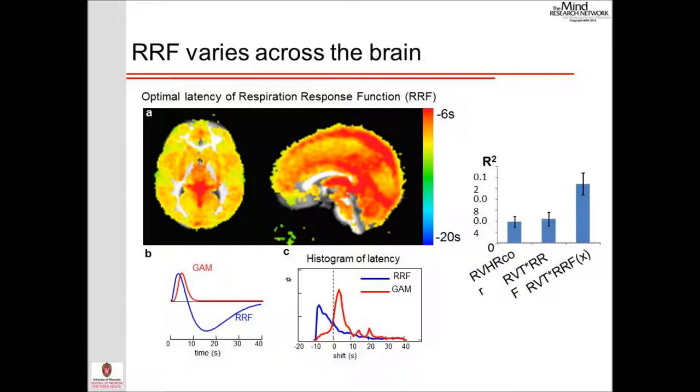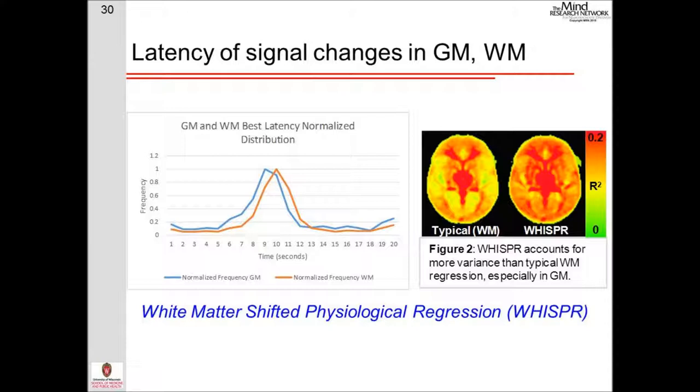It's the same idea here, but instead of using the external measurement of the breathing, we're just taking the average white matter signal. Very similar to work from Jeff Anderson, where he shifted the average signal to get a better fit with the gray matter, because the vasculature of the gray matter has a slightly different delay than the white matter. When we do this on a voxelwise basis and find the best shift, you can see here's a histogram of the different latencies, and there's a bit of a difference between gray matter and white matter. This is showing that in a spatial manner. It actually varies quite a bit across space. So if we allow that shift, we can account for significantly more variance. And I call this the white matter shifted physiological regression, or WHISPER, because it reduces the noise.